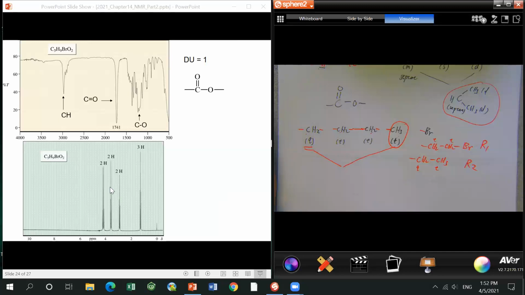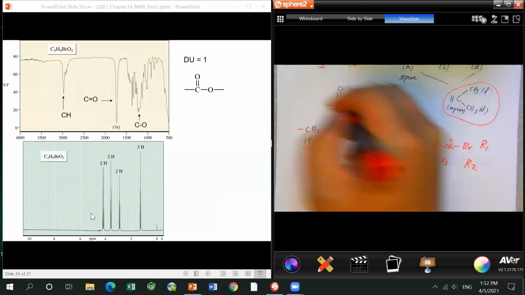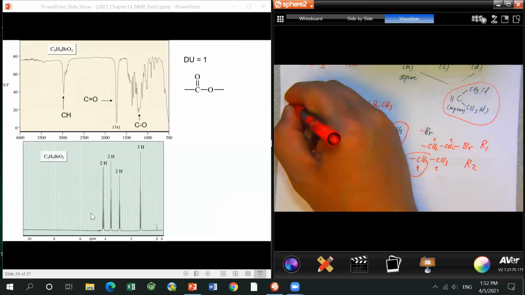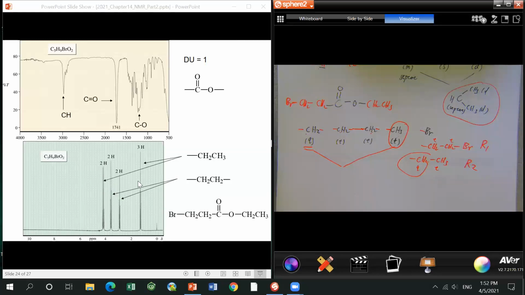So for R2, you need to look at which one has the higher chemical shift. That's the quartet. The CH2 with the quartet has the higher chemical shift. That means this guy is bound to the oxygen. So now we can do it: C2, C3, and then another CH2 bromide bound to the carbonyl. All right, that's it for today.